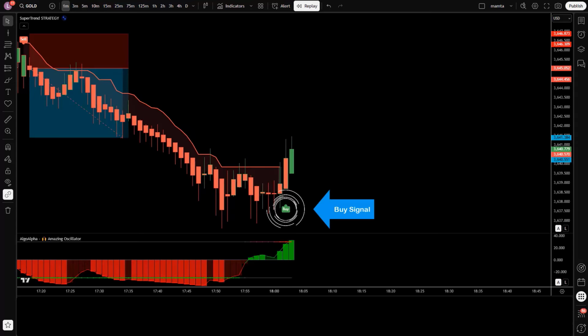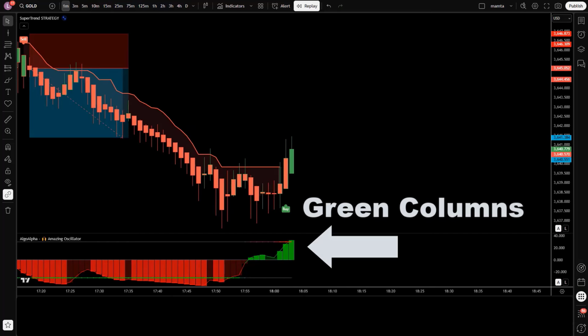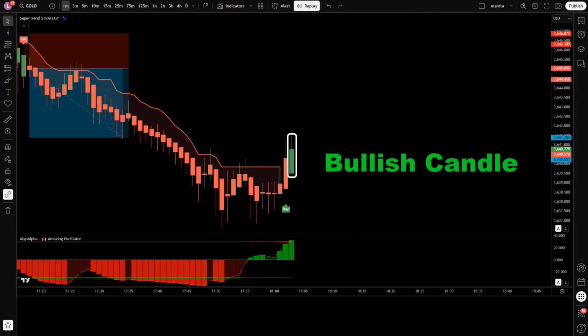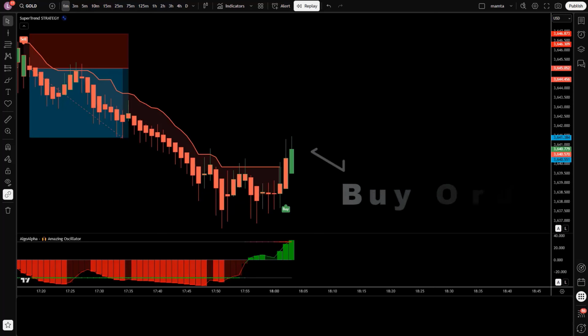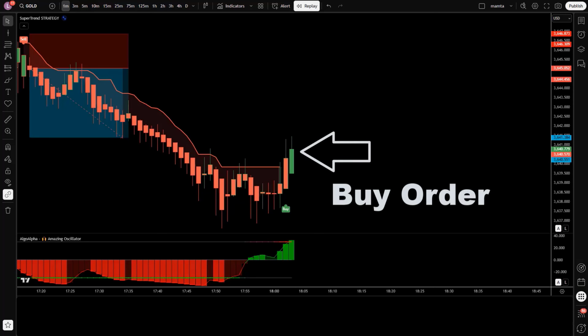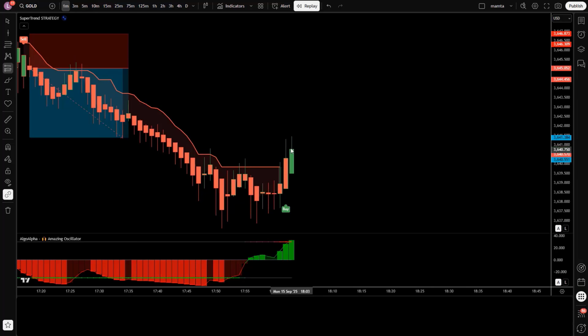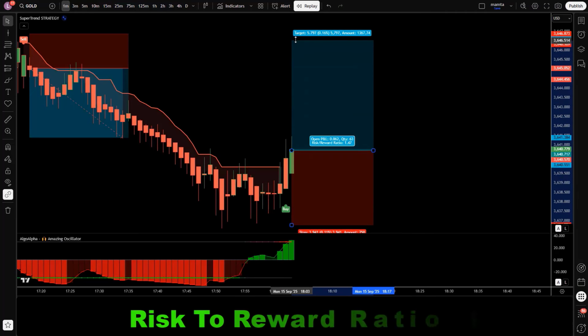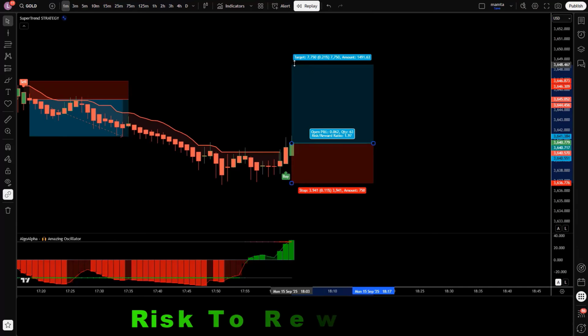Here the Supertrend strategy indicator gives us a buy signal. Here the awesome oscillator indicator shows green color columns. Here the market has made a bullish candle to give confirmation. So all our conditions are being fulfilled, so we are placing an order to buy. Our stop loss is the previous low of the market, and the risk to reward ratio will be 1:2.